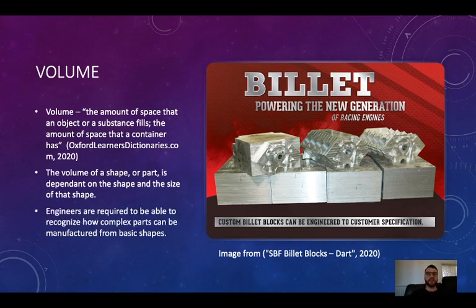Engineers are required to be able to recognise how complex parts can be manufactured from basic shapes. For example, the engine block in the image is machined from a solid billet of aluminium. If the volume of that billet was far bigger than the engine block was ever going to be, you're going to have a lot of waste material. And if it was far smaller, you're not going to be able to manufacture the part from it. So you need it to be just the right size.